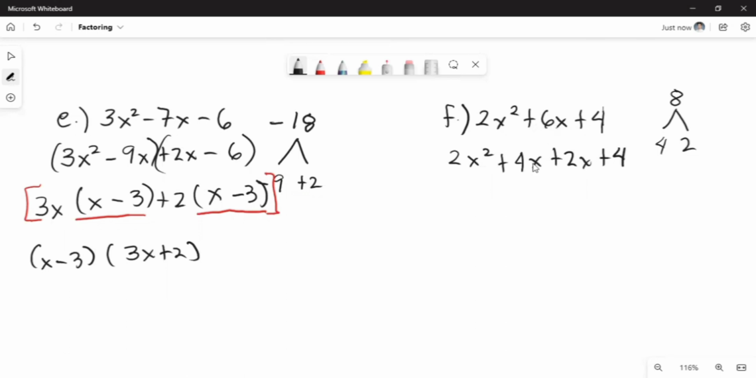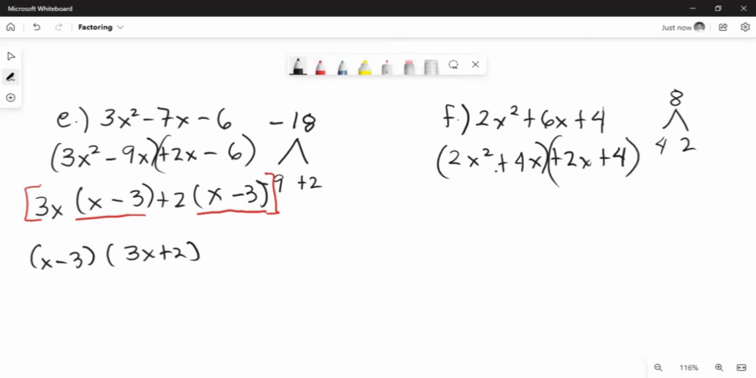Now, 6x is just the same as 4x plus 2x. We just expanded 6x into 4x plus 2x. Therefore, we can now have four terms, and we will proceed by factoring by grouping. Okay? So we can group 2x squared plus 4x, and we can also group 2x plus 4.